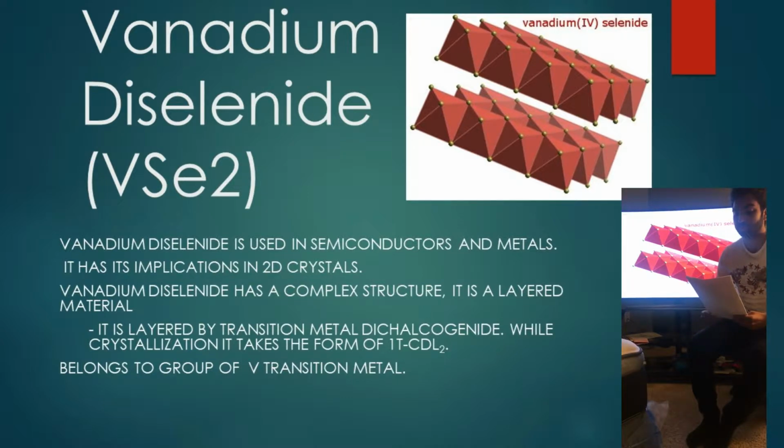For instance, it is widely used in semiconductors and metals. It has implications in 2D crystals. Vanadium diselenide has a complex structure. It is a layered material, which means that it is a layered transmission.